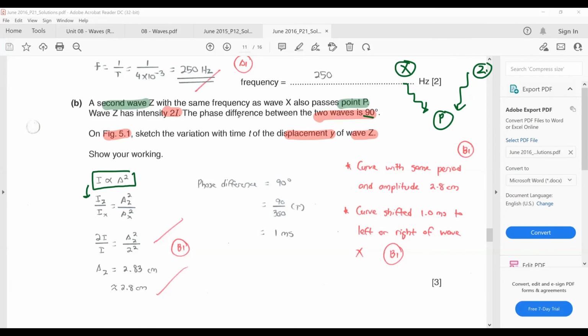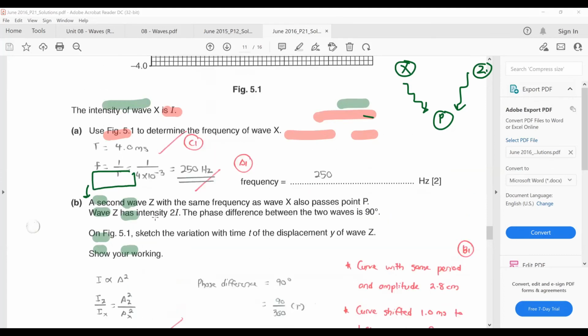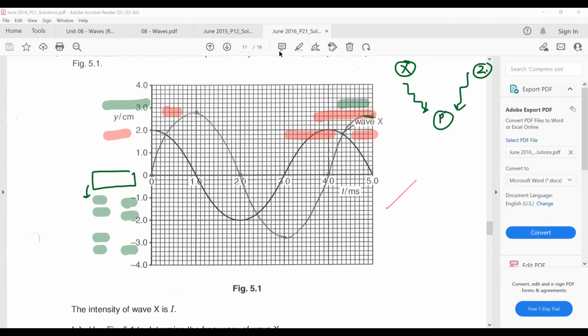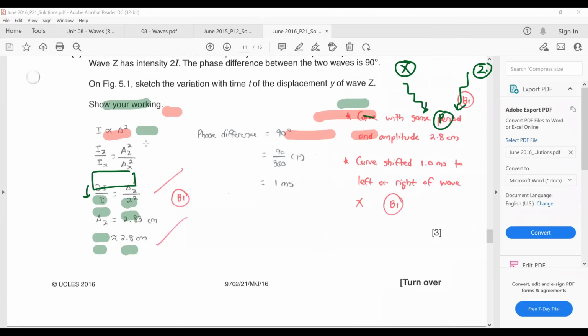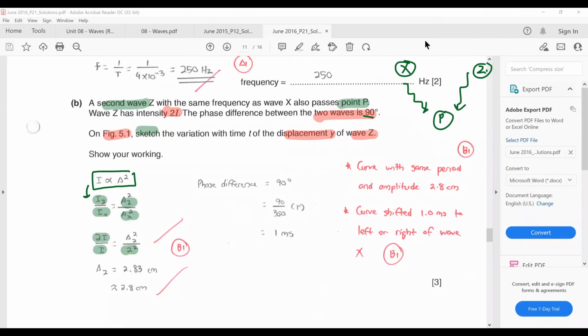So one easy way right now would be to use this one. I is proportional to amplitude squared. Iz to Ix is Az squared to Ax squared. Iz is 2 times the original intensity. The original amplitude of X was 2 centimeter, because you can see it from here. In the original diagram, the amplitude is 2 centimeter. So from there, you can now find out what Az is. Az would actually be 2.83 centimeter. Okay, the wave Z would be 2.83 centimeter.